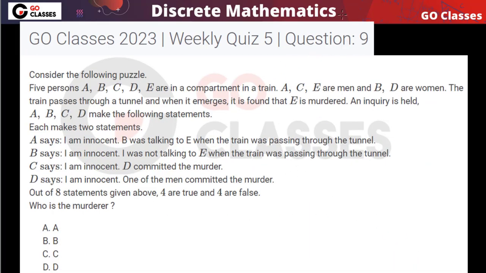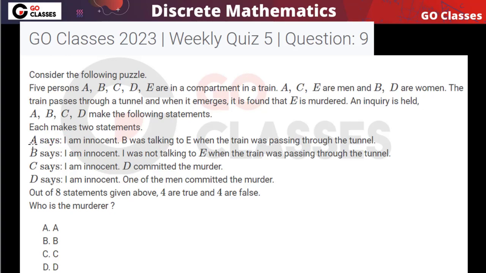Now solve this question. This is question 9. This is another puzzle and this is very interesting. There are 5 people, A, B, C, D, E, in a compartment in the train. A, C, E are men, B, D are women, and the train passes through a tunnel. When it comes out, it is found that E is murdered. An inquiry is held. A, B, C, D make the following statements.